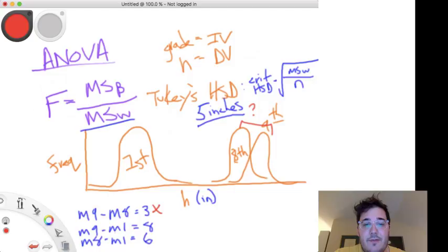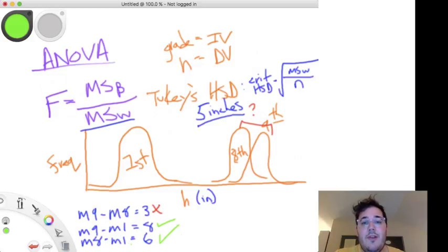Here, 9th graders and 1st graders, this is bigger than your Tukey's HSD, which is 5. So we would say, yes, 1st graders are shorter than 9th graders. You can say that. And here, since 6 is bigger than 5, you can say, yep, 8th graders are also taller than 1st graders.